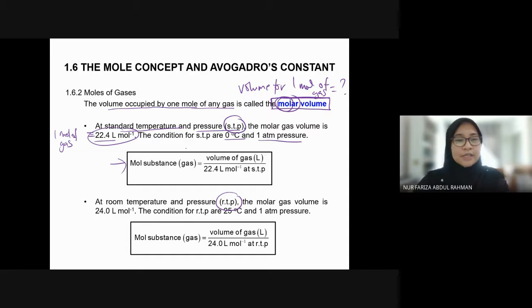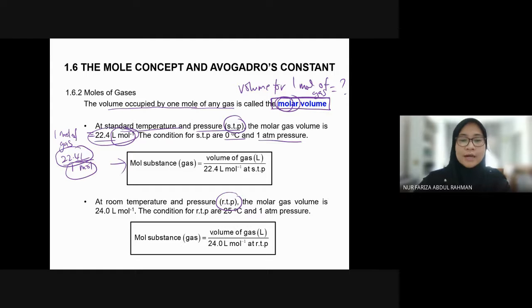It's not a problem. What does it mean by liter per mole? 22.4 liter per 1 mole. It shows that for 1 mole of gas, the volume is equal to 22.4 liter. So that is the relationship.